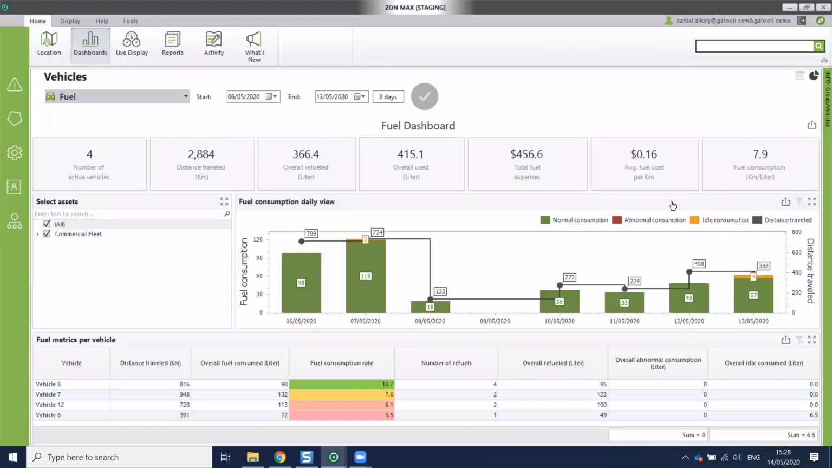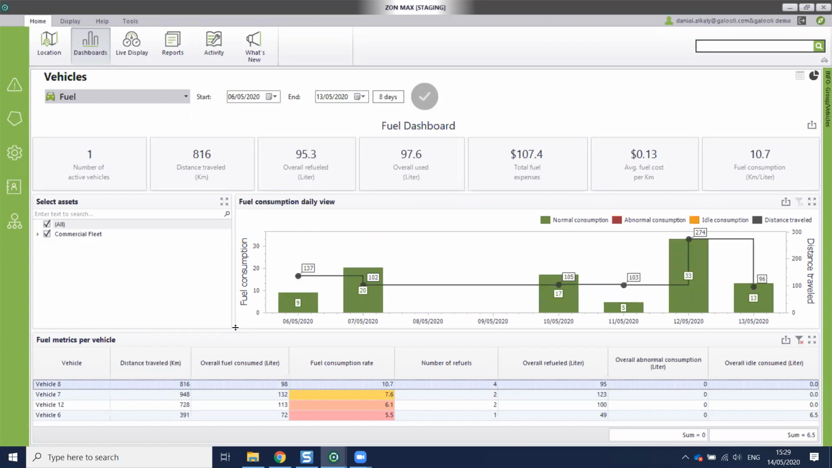Now, if I wanted to perform deeper analysis, I could select a specific day, perhaps a day that seems suspicious to me, that seems to have a lot of either idling or abnormal fuel consumption. And I could click on it, and then of course I could see the information of each and every vehicle pertaining to that specific day. So that's one option. Another option is I could view this information per vehicle. So that's a specific vehicle, and then I could see the daily activity in terms of the consumption and distance on a daily basis.